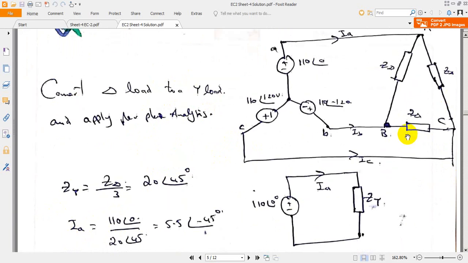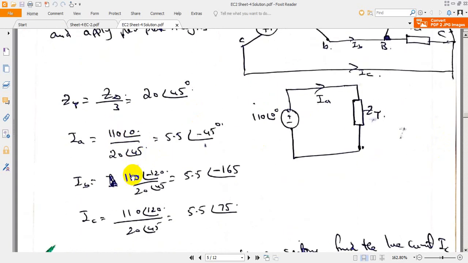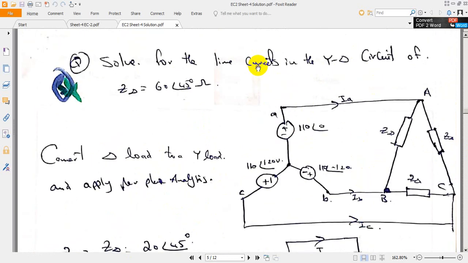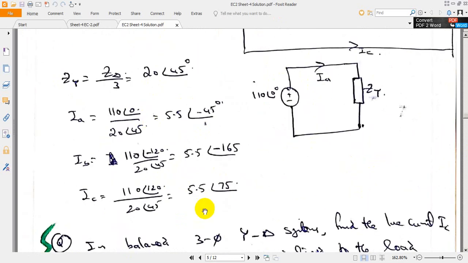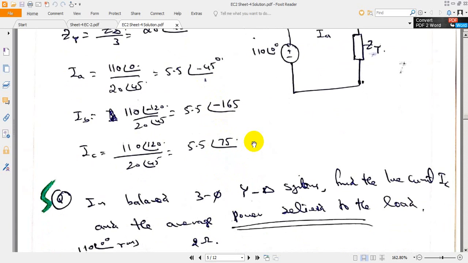So IA will be the voltage across the A branch at 0, the voltage across the B branch at minus 120, and the voltage across the C branch at plus 120. So VAN, VBN, VCN divided by ZY. We got the line currents, the current flowing here. We just need to calculate the line currents. Either you can go with this, or to this add minus 120 and plus 120. If you add minus 120, it will become minus 165. If you add plus 120, it will become 75. With this we have completed 4 questions.